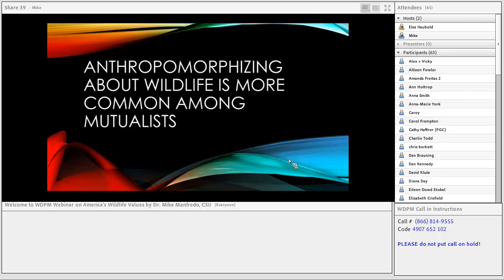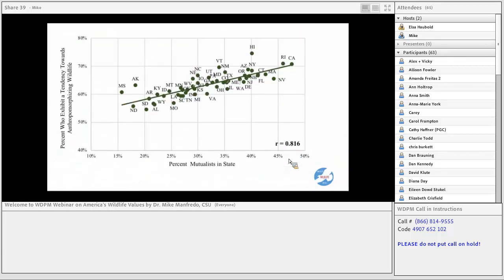Now, I mentioned that anthropomorphizing wildlife is a really essential ingredient. We feel that unless there was some stimulus to create change, modernization alone wouldn't have done it. So we feel there was this unique part that made wildlife values change rather abruptly, and that's this tendency to see human characteristics in wildlife. And so here's the relationship we see.